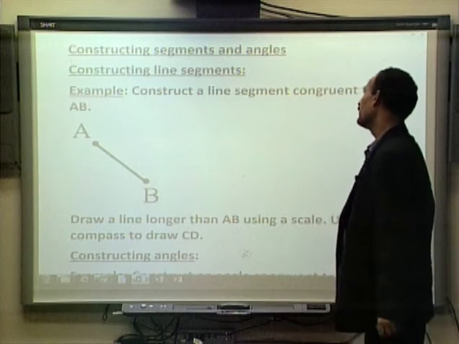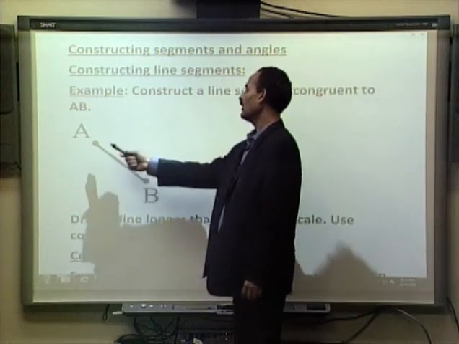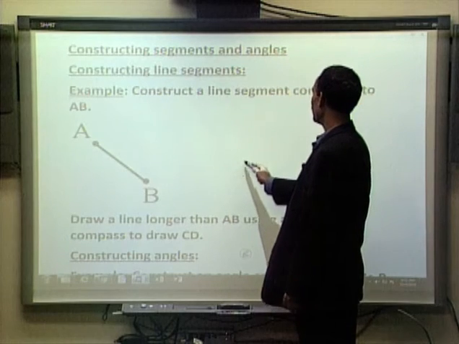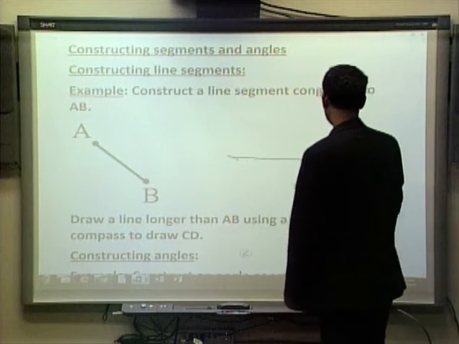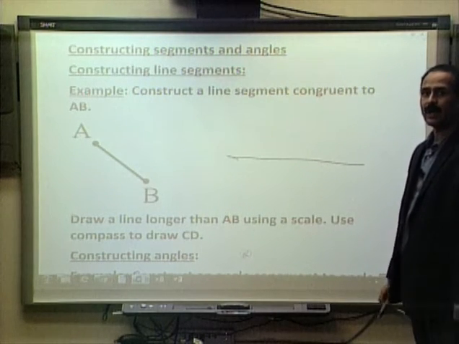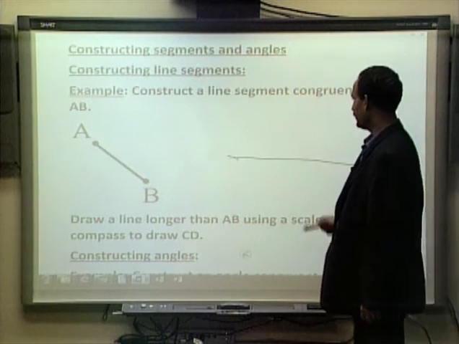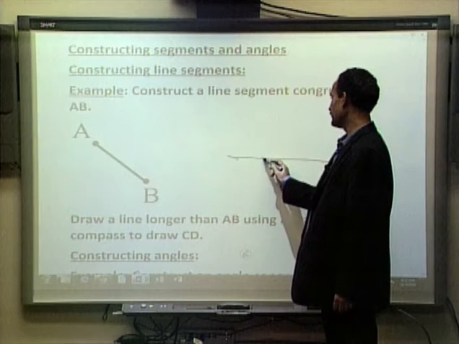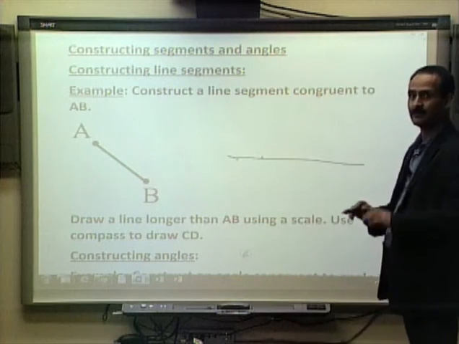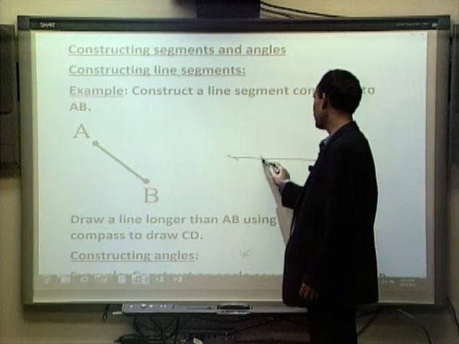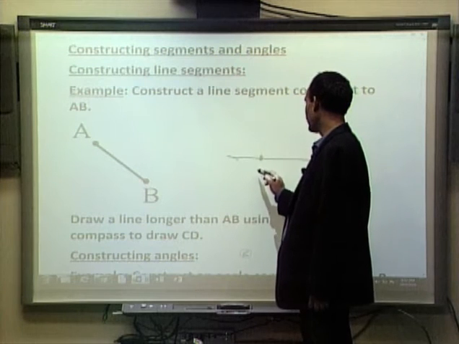Using a ruler and a compass, in order to construct a line congruent to a given line, we draw a long line using a ruler, and we will select a point here. Let us say this point is P.